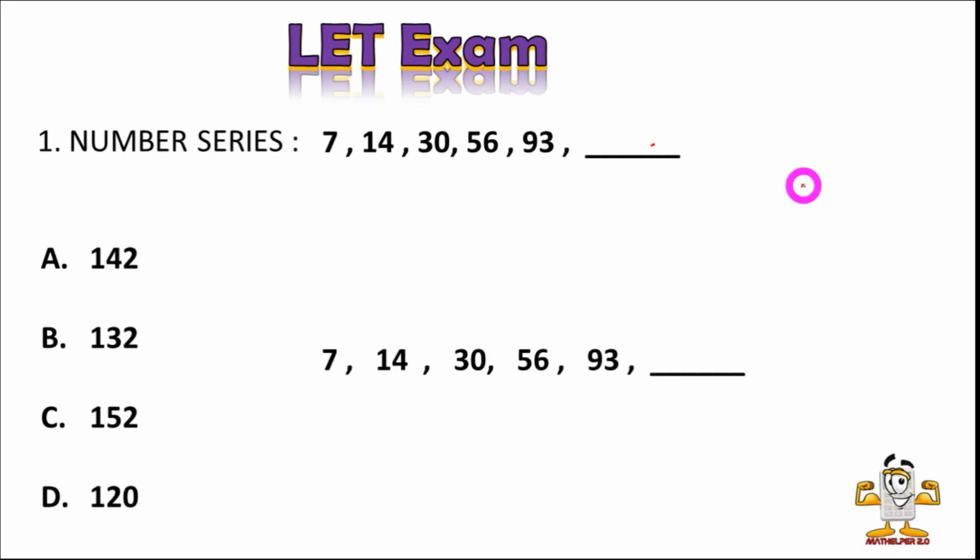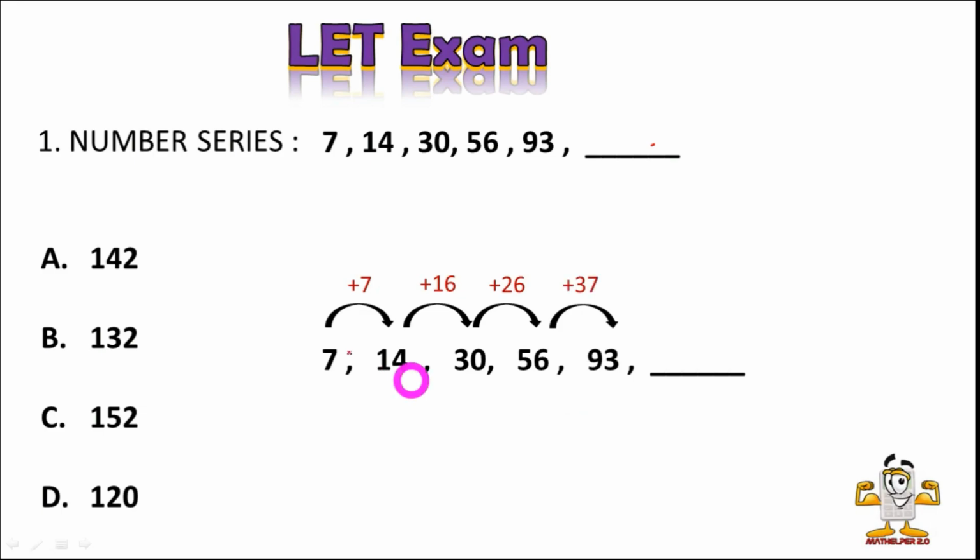So, ang gagawin lang natin is maghanap tayo ng pattern sa number series na to. So, napansin niyo yung first term at second term is mag-add po sila ng 7, dahil 7 plus 7 is 14. So, next is yung 14 at saka 30, mag-add rin tayo ng 16, dahil 14 plus 16 is 30. Saka yung 30 at 56, mag-add po tayo ng 26. Saka yung 56 at 93, add po tayo ng 37.